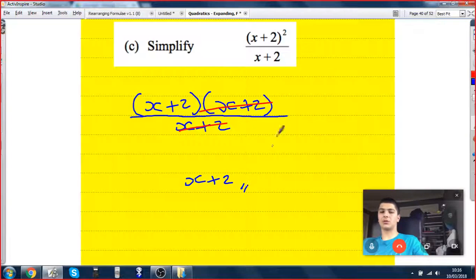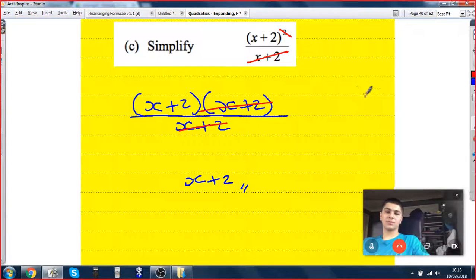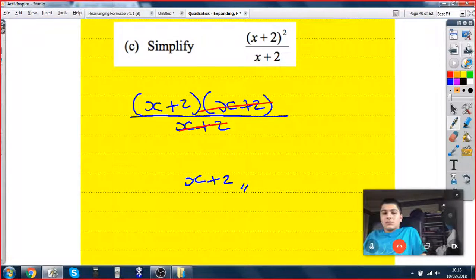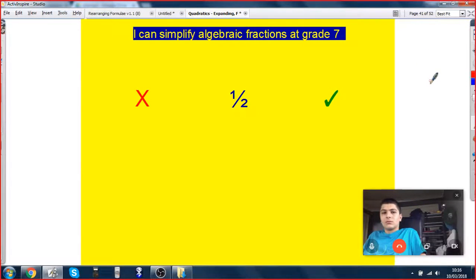That's it. And so very often it's easy to just write the bracket twice. Some people just do it in one go, where they kind of do this up there. But I think just write the bracket twice and you'll always go right. Okay, I can simplify algebraic fractions.